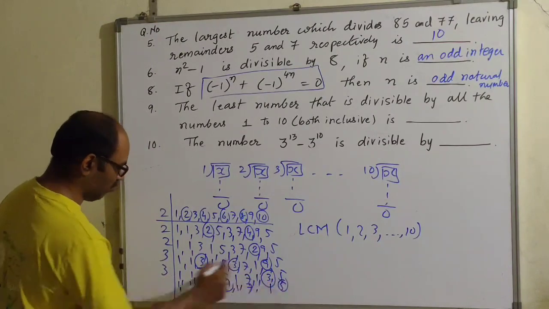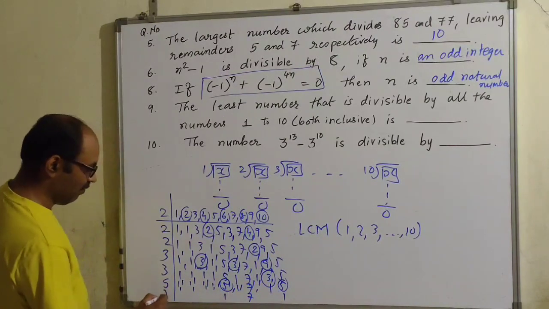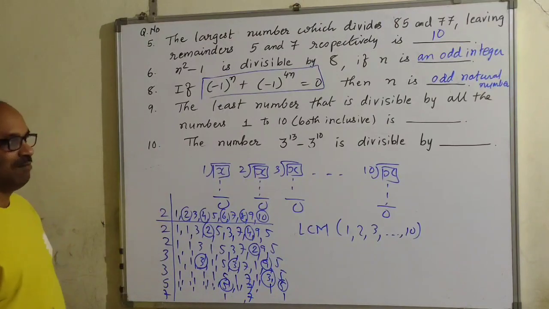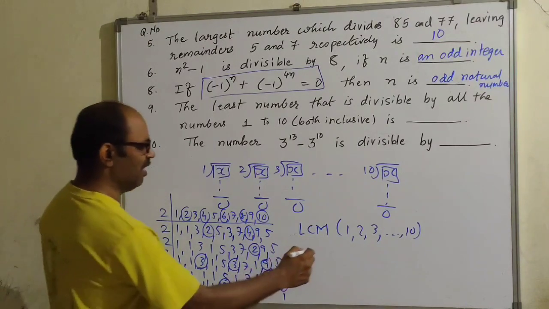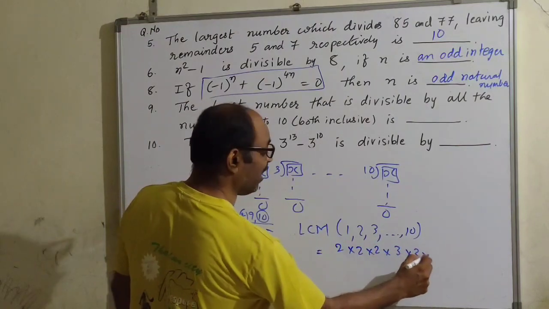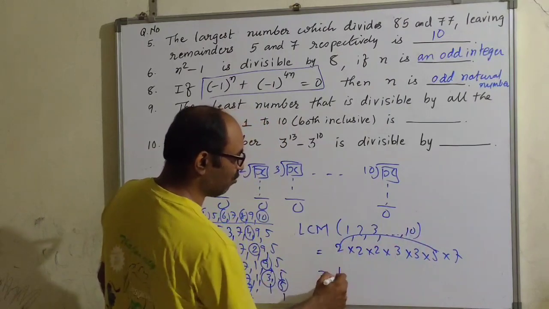5, yes, there are two numbers. 5, here it will be 1, 1, and this is 7. And finally 7, 1. So find the product of all these numbers. So the LCM is 2 into 2 into 2 into 3 into 3 into 5 into 7. 5 2s are 10.